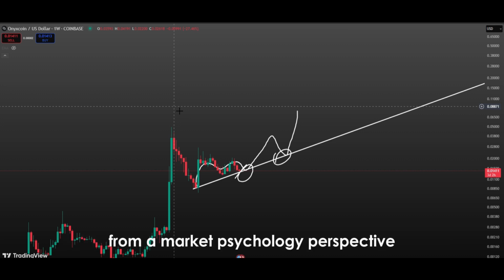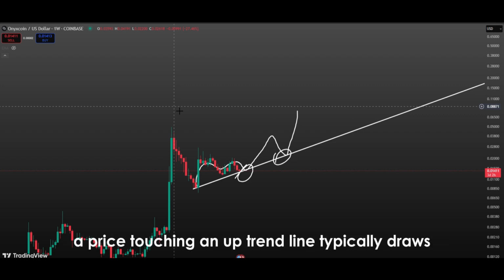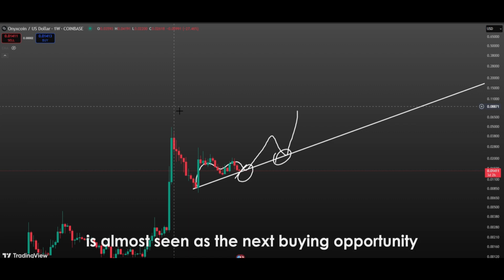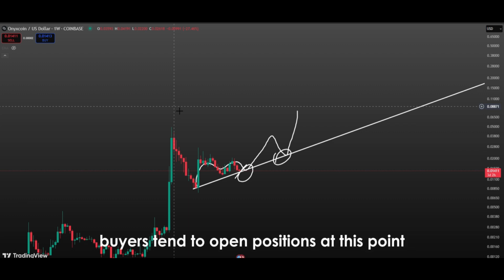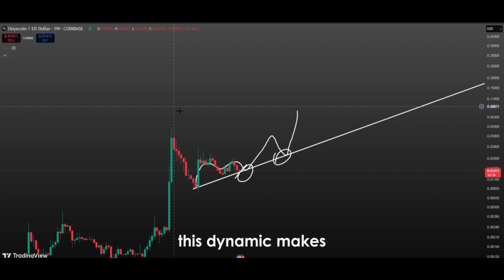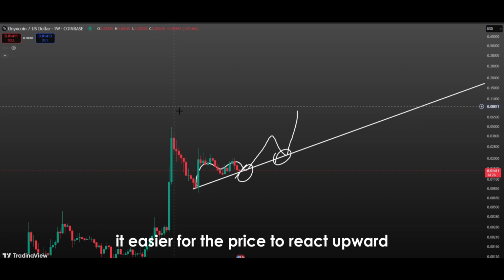From a market psychology perspective, a price touching an uptrend line typically draws investors' attention, especially if the trend has been monitored for a long time. This contact is almost seen as the next buying opportunity. Buyers tend to open positions at this point, and sellers may ease their selling pressure. This dynamic makes it easier for the price to react upward.